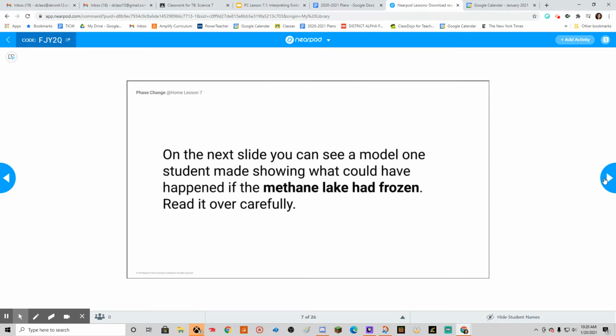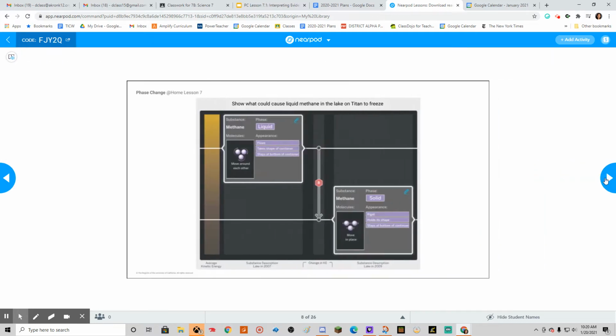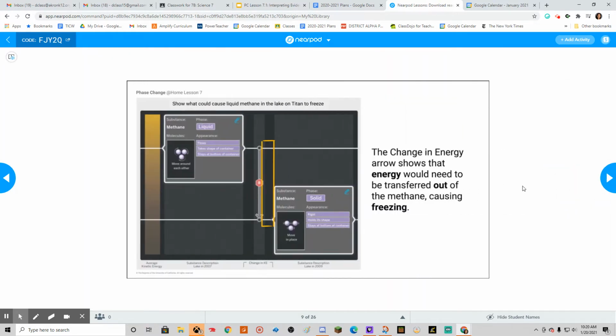On the next slide, you're going to see a model that one student made showing what could have happened if the methane lake had frozen. Read it over carefully. So take a moment here to read over the model, paying attention to those new features that we have. You can pause the video if you need more time. So the change in energy arrow shows that energy would need to be transferred out of the methane, causing freezing.